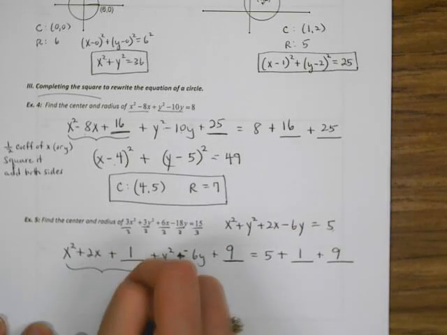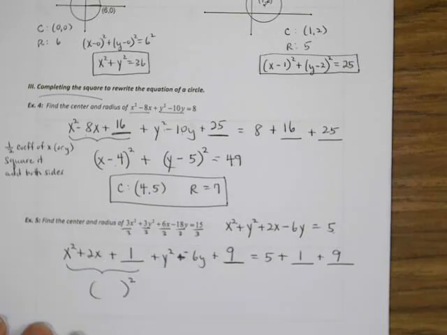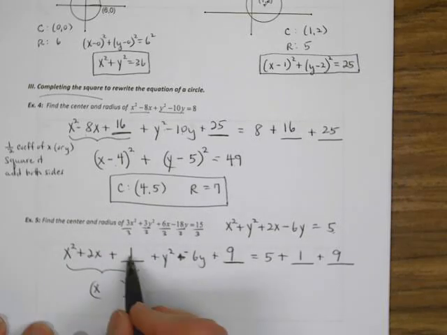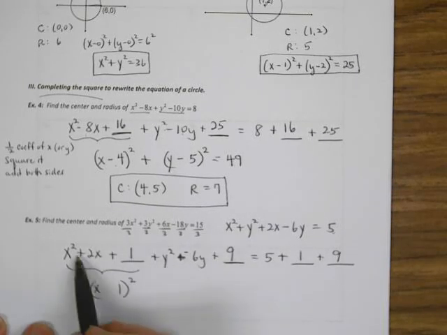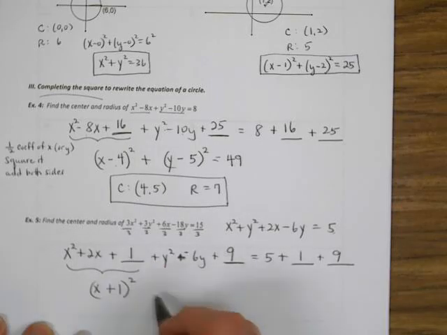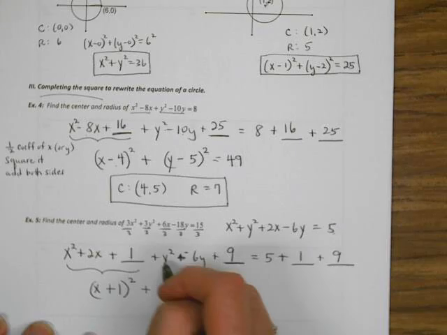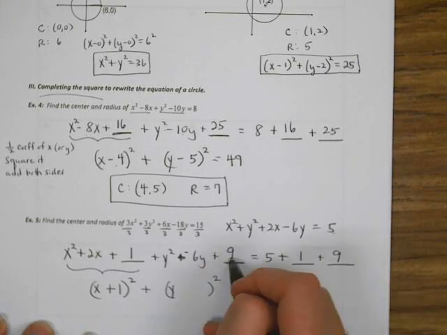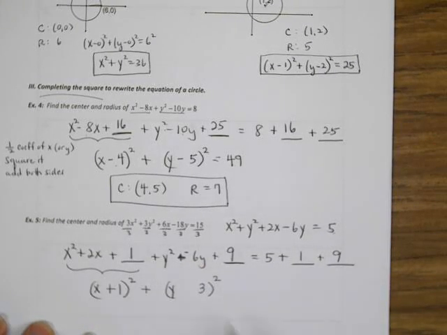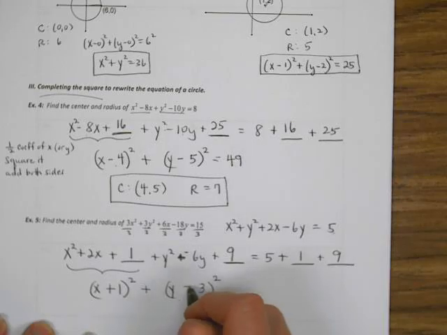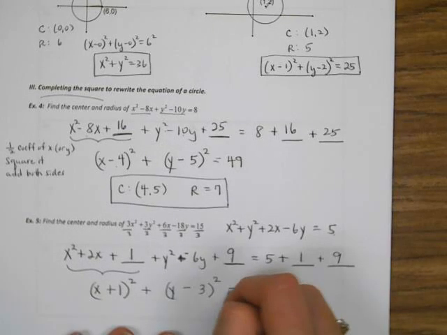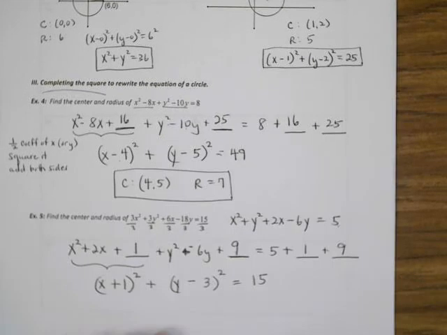So I factor to a perfect square. x, what squared is 1? To get a positive 2, I'd need a plus. This must factor to a perfect square. y squared must be y. 9 is 3 squared. To get a negative 6, I'd have to have a negative 3 and a negative 3. And this right here adds up to 15.